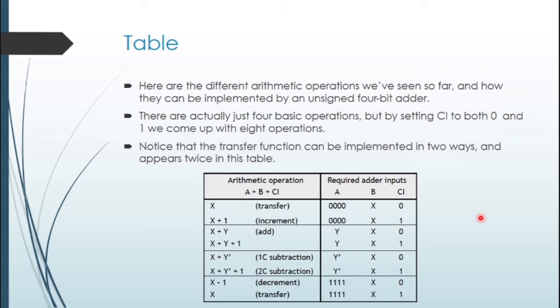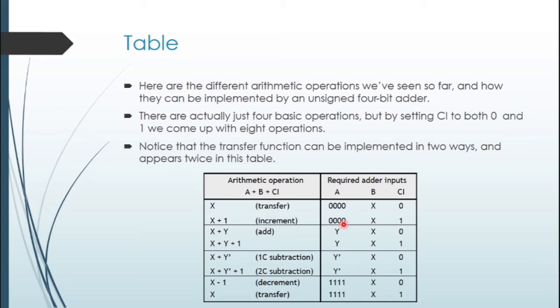Okay, here we are, the table of the ALU that we are going to design today. So here are the different arithmetic operations that we have seen today. You can see here how we can implement these using the same adder. So here we have x and x plus 1, the two operations when we change the value. If we use Ci equal to 0 and A as all zeros, it will be x plus 0. The result will be simply x plus 0, which is the transfer.